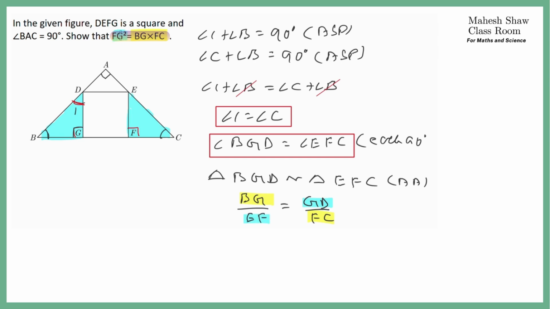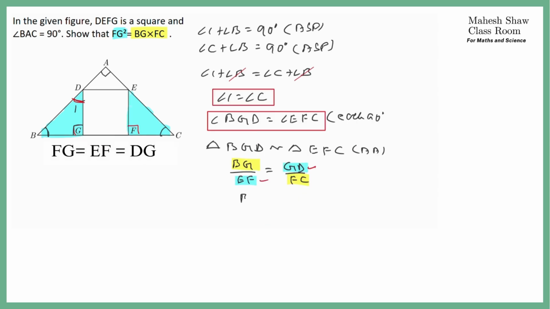Instead, we need FG. Now look into this. This is a square, right? This is a square, so here all sides are equal. So we have BG divided by EF, and EF is what we are taking as GF. And GD is what? GD is also equal to GF. So I can replace this with GF divided by FC.